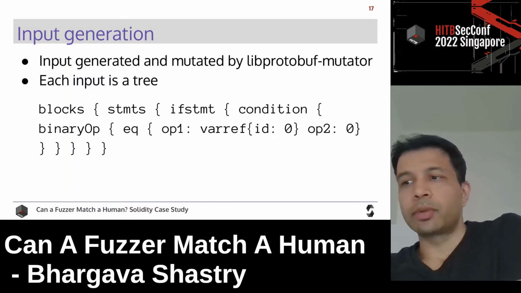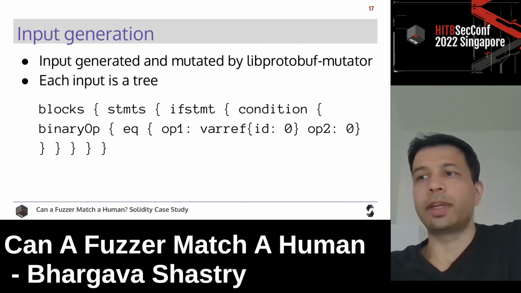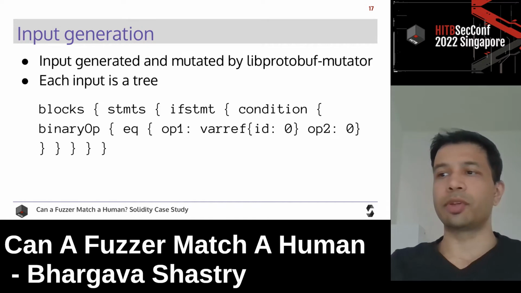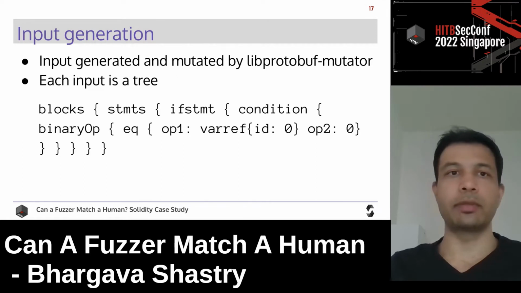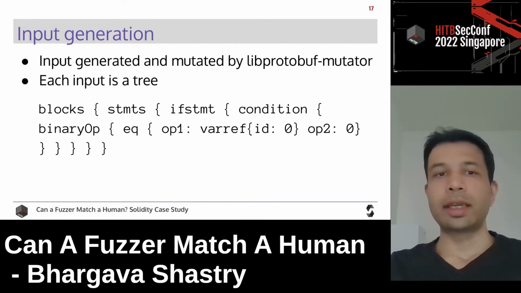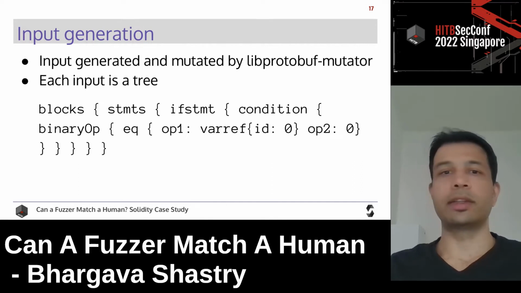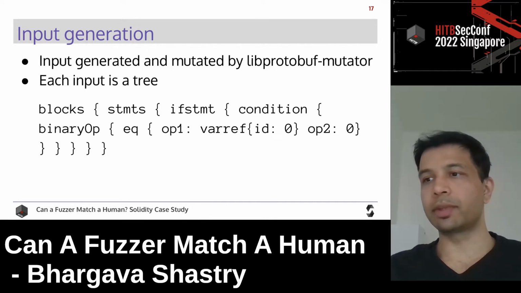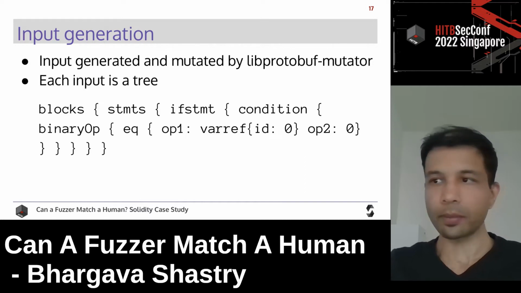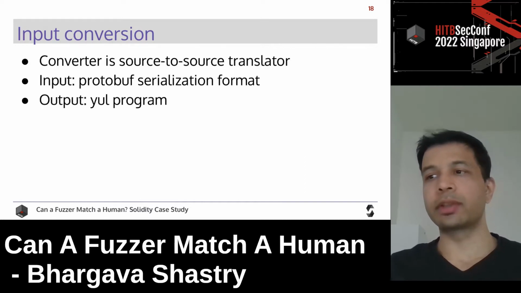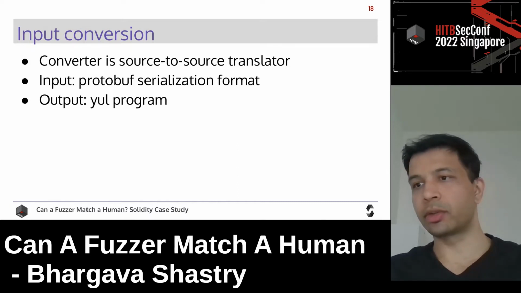Step 2 involves generating protobuf messages based on the encoded specification. For this, we use libprotobuf mutator. Essentially, this library is a generator of protobuf messages conforming to the specification we have custom written. In text form, a generation looks somewhat like the JSON inputs shown below. We may have, for example, a block of statements which consists of a single if statement whose condition is the equality operator over a variable reference and 0. The final step involves translating the protobuf message into a valid Yul program. This translator or converter accepts a protobuf message and converts it to a Yul program.